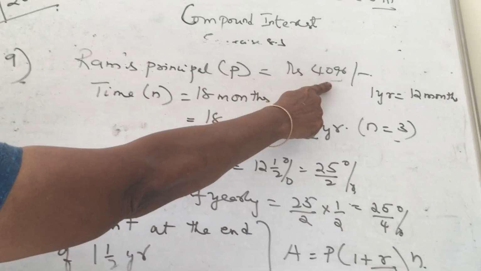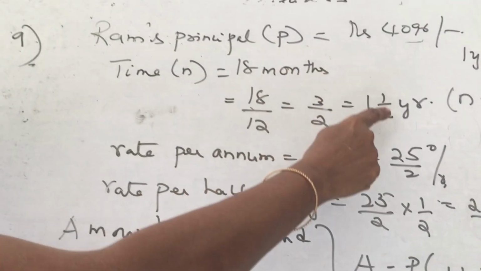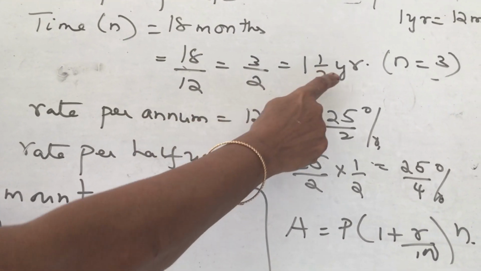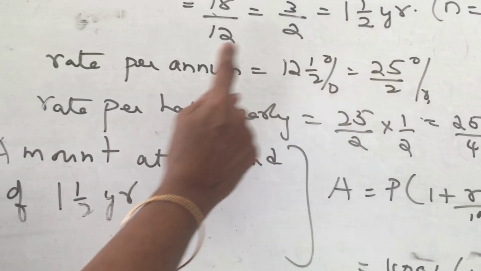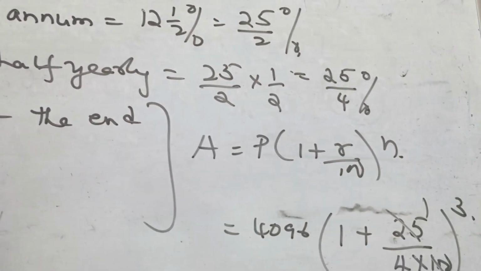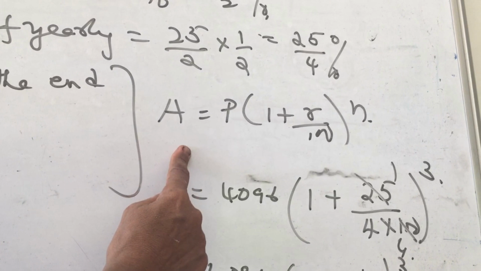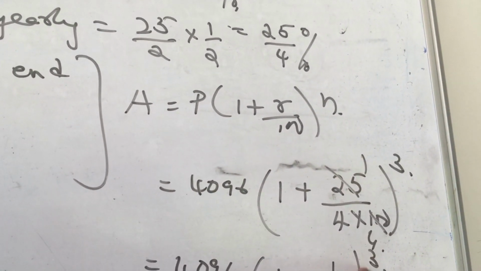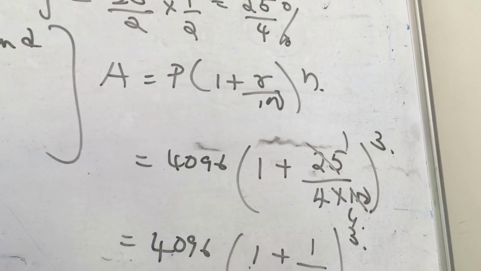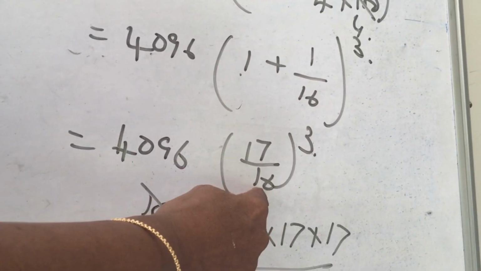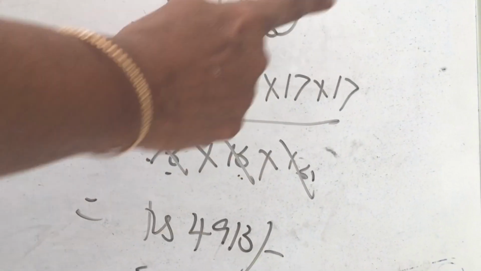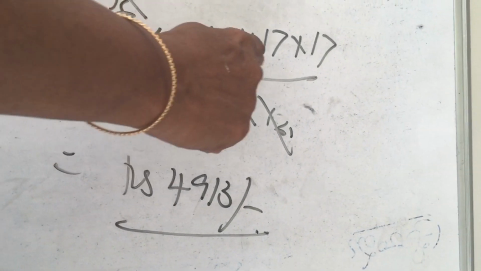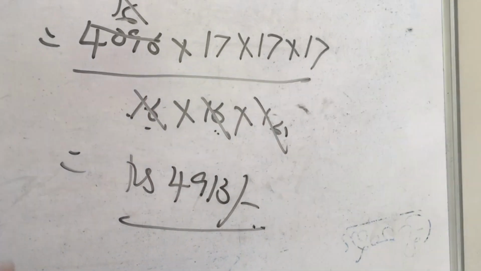Ram's principal is 4096. 18 months converted to years. 1 year is 12 months. So 18 months means 1.5 years. Per annum 25 by 2. Per half yearly 25 by 4. And amount at the end of 1.5 years, A is equal to 4096 into 1 plus 25 by 400. 25 ones are 25s. 1 into 16, 16 plus 1, 17. Cube, how many times? 3 times. 16 16s are 256, cancellation 16, 17 into 17 multiply 4913.